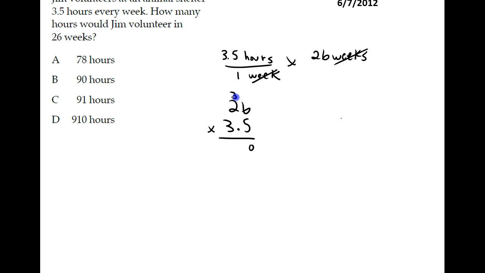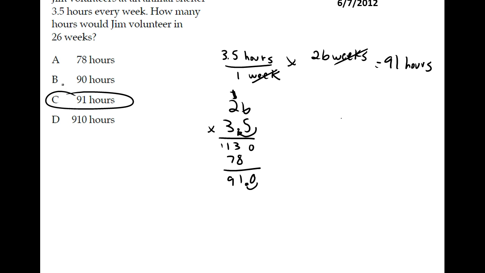and we get 0 carried to 3, we get a 13, and then we get 18, and we get a 7. Add these up, we get 910, but, don't forget, move that decimal point over once, and you get 91 hours. Not 910, 91. Okay. 26 weeks he's going to volunteer for 91 hours. And there's our answer. Alright, great.